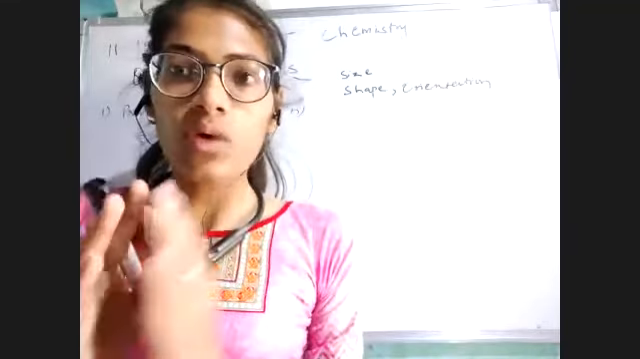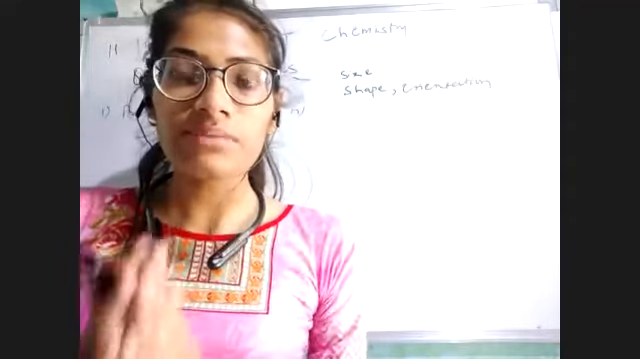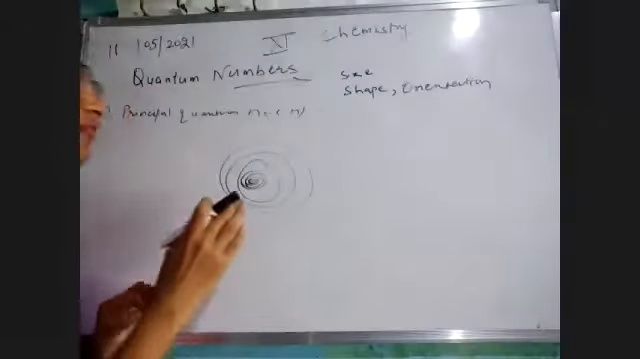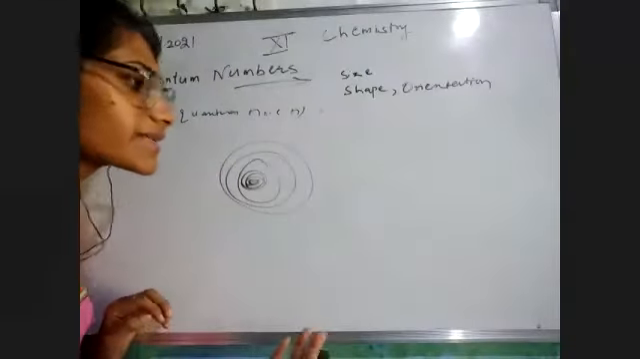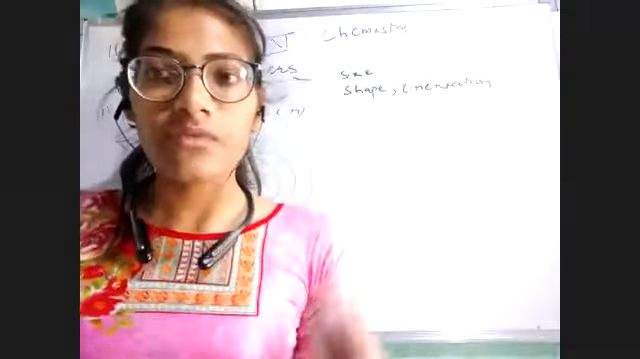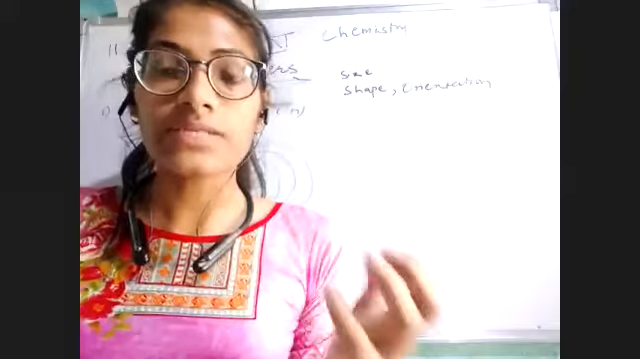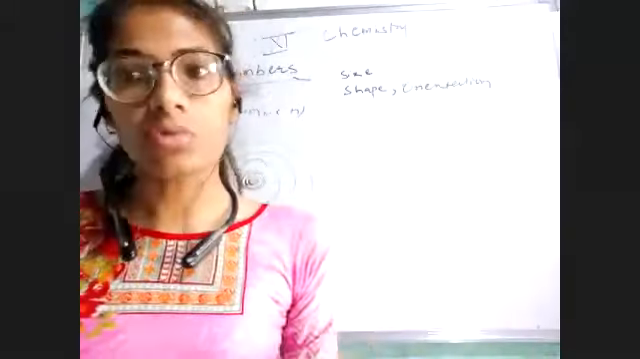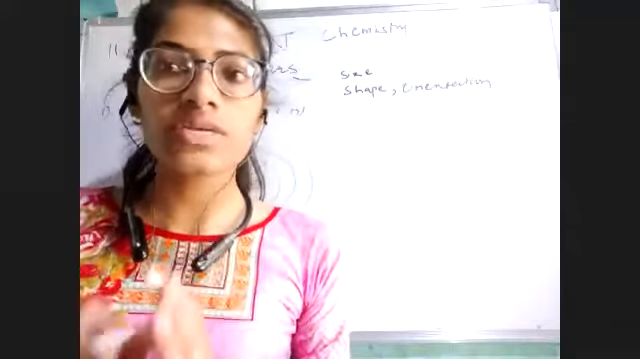Okay, so I have given you a brief idea that there must be some shape, size, and orientation on the basis of which we can differentiate these orbitals, and we can have some values, some numerical concept of these orbitals. Okay, so let's start with today's topic.